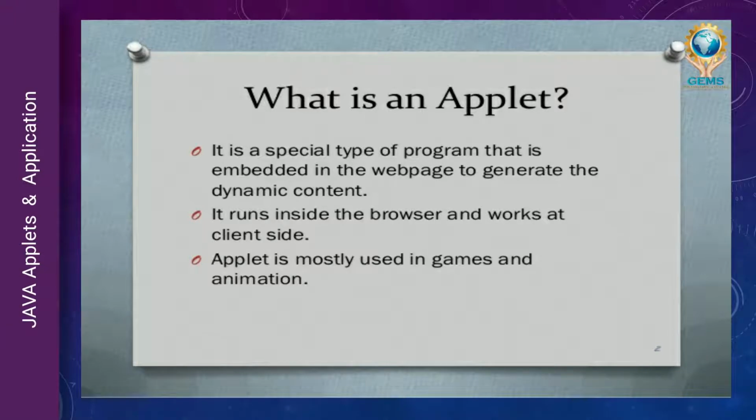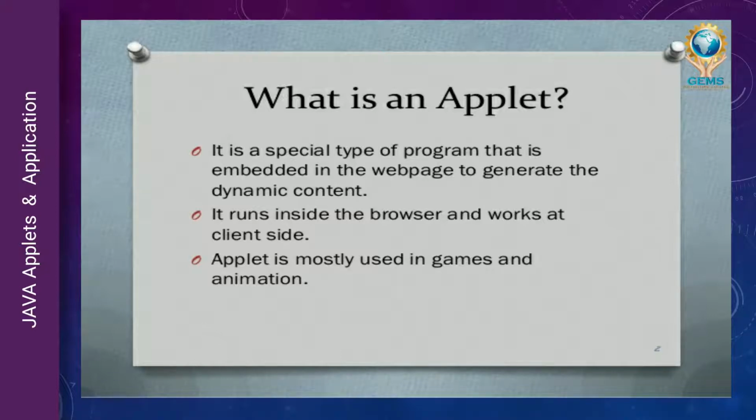Now, we look at an applet. An applet is a special type of program that is embedded in the web page to generate dynamic content. So what is dynamic content? Dynamic content is nothing but what you are able to see while you are browsing. Some data will be randomly or frequently changing. When content is changing, it changes based on the applet.